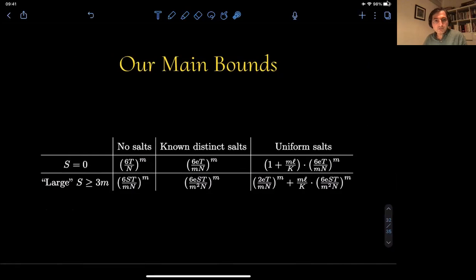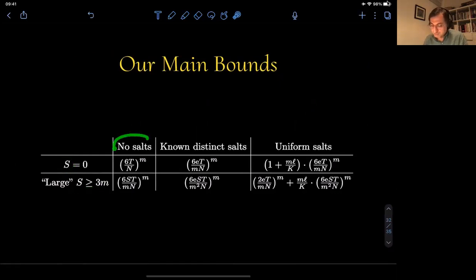So what are our main bounds? We have six main bounds corresponding to the cases where we have no salts, we have possibly known distinct salts, and uniform salts. And we have the case where there is no pre-processing, or we have some large amount of pre-processing. S was the bit length of the pre-processing information sigma. So let's look at these bounds one by one.